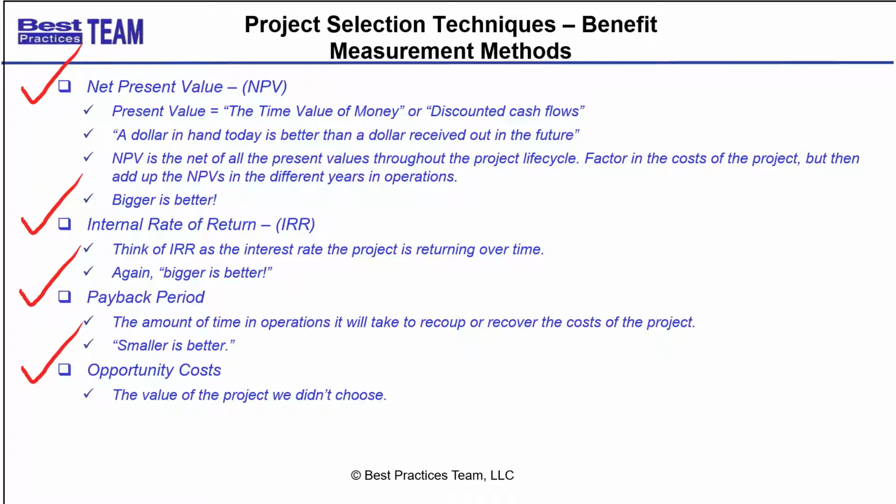And last, we've got opportunity cost. So I think this is kind of a curious selection technique. I think the name of this, opportunity cost, doesn't really tell us what's going on. So the opportunity cost for a project is the value of the projects that we didn't choose. And we're hoping that we didn't pass up some very good appetizing opportunities. So we're actually hoping that the opportunity costs are low, that we didn't bypass or skip some appetizing projects. So again, now smaller is better.